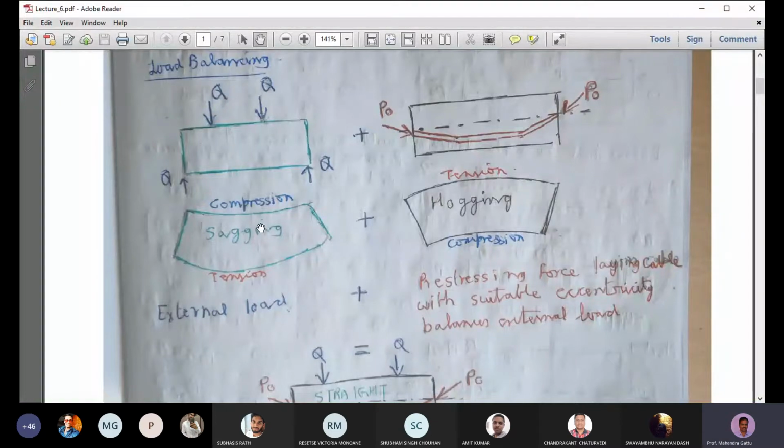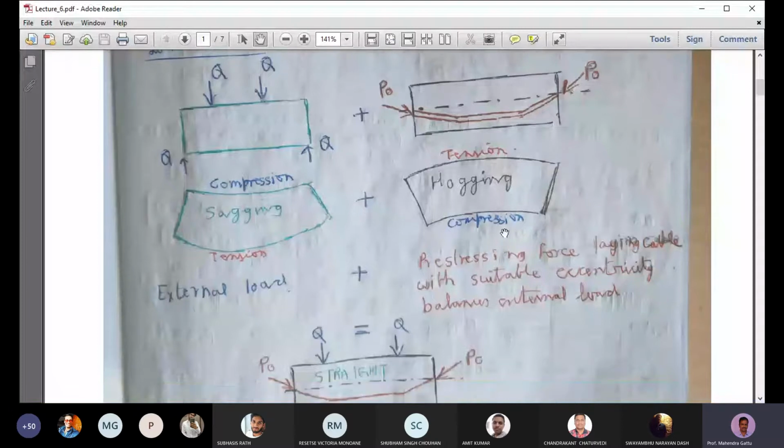Now, what can you do when you know that the top fiber is going into compression and the bottom fiber is going into tension? You know the beam is bending like this. So you can provide a pre-stress in such a way that initially the beam bends in the opposite way. You can apply a pre-stressing force and lay out the cable in such a way that the beam will hog. That means it will lift up, so that the top fiber is in tension and the bottom fiber is in compression.